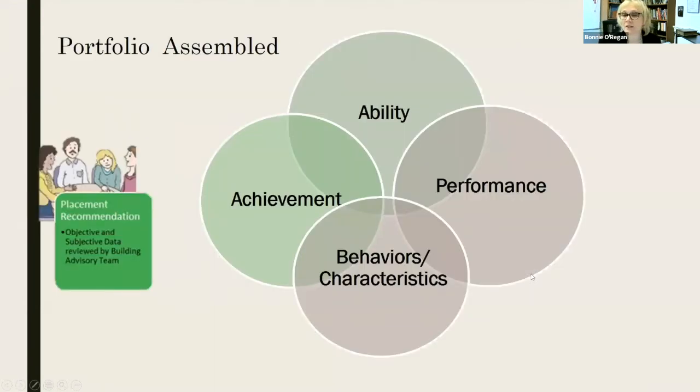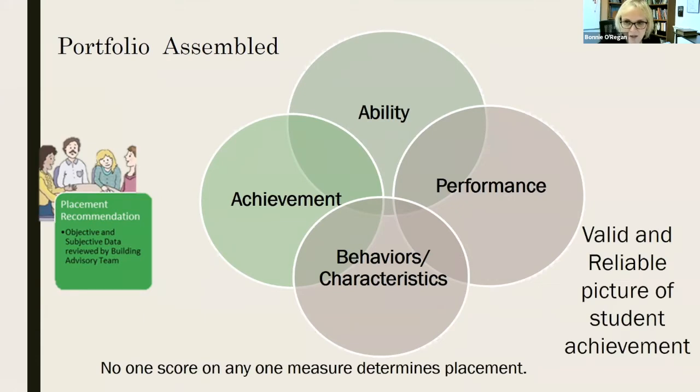So now we're going to put everything together. We're going to look at the students' scores on their ability test, on the cognitive abilities test, how they did on the NWEA MAP test, how they do on the performance assessment, and along with the behaviors characteristics. What we're looking at again is that valid and reliable picture and no one score.